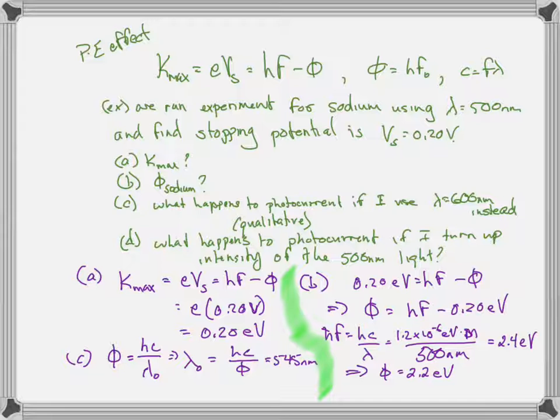Answer to part D: what happens to the photocurrent if I turn up the intensity of the 500 nanometer light? Don't be inclined to say nothing, because it doesn't increase the energy of the electrons, but it increases the number of electrons. What happens when you turn up the intensity is you're turning up the number of photons, and so that means they can release more electrons. Think of collisions between photons and electrons, one to one. Each time a photon hits an electron, it releases it. You've got more photons, you've got more electrons. So even though it doesn't give them any more energy, it does increase the photocurrent. So the photocurrent must go up if I increase the intensity of the light.